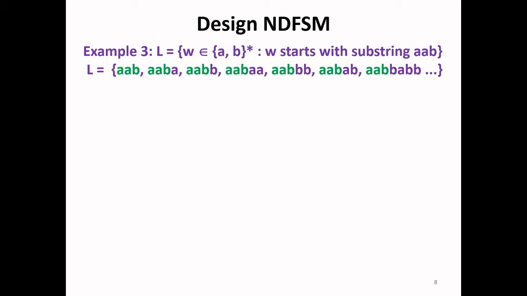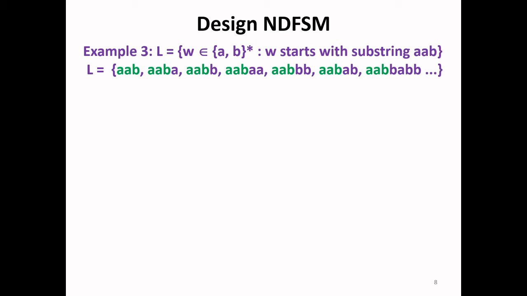Again, for the same language, what if we have the string which starts with a substring AAB? So afterwards I can have any number of A's and B's, but compulsory every string must start with the substring AAB. So how to design this non-deterministic finite state machine?